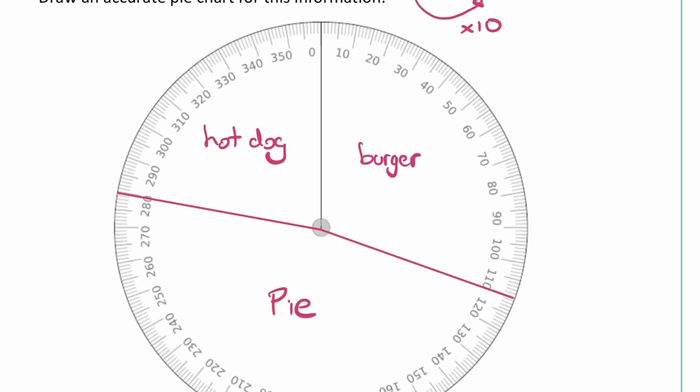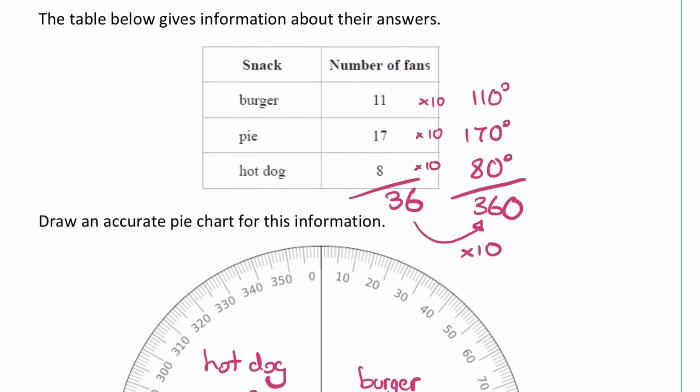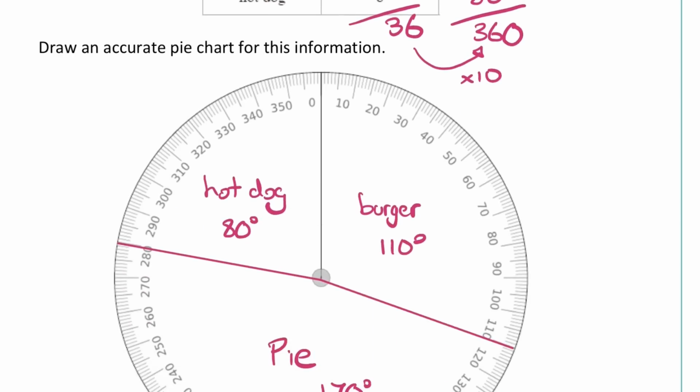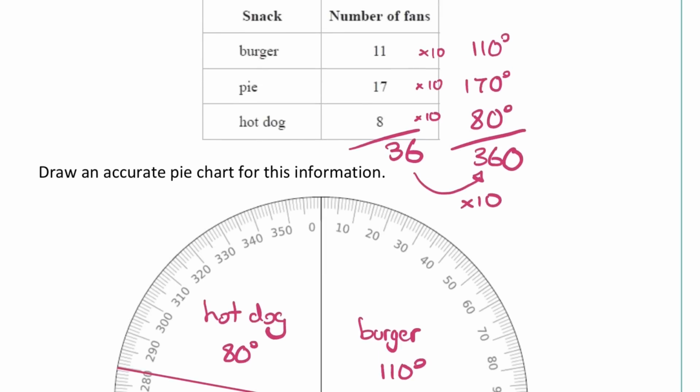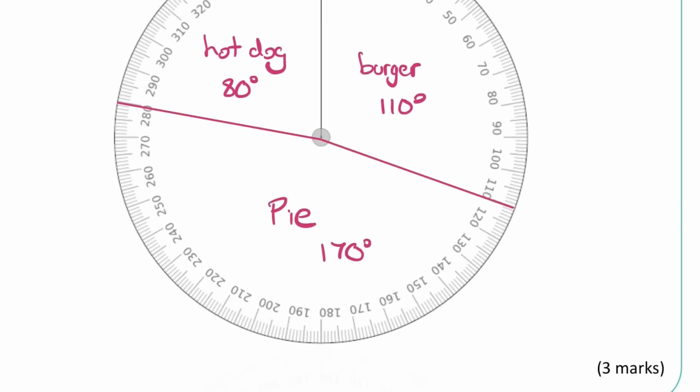And you can write all the angles in if you want as well. So I could write 110 degrees, 170 degrees, and 80 degrees, but definitely label those parts of the pie chart with the words. If you want to add the angles in as well, that's absolutely fine. Just make it look a bit neater. But there we go. There is our pie chart, making sure they add up to 360.